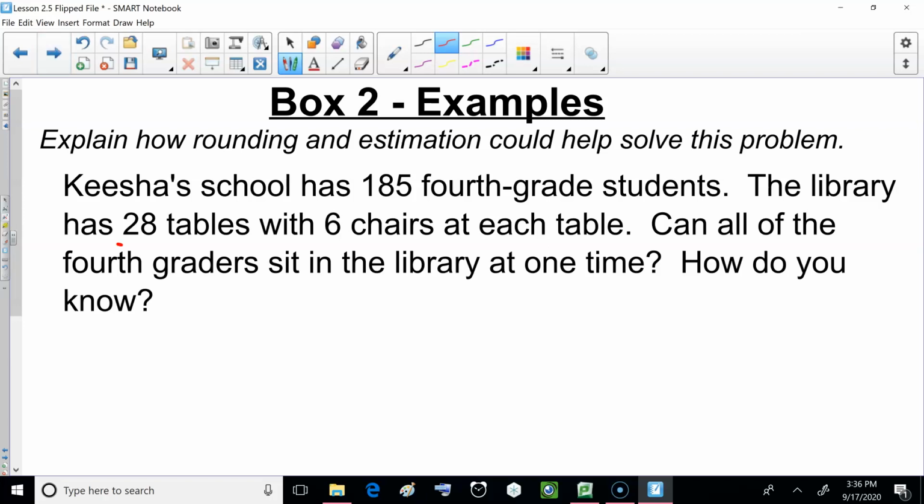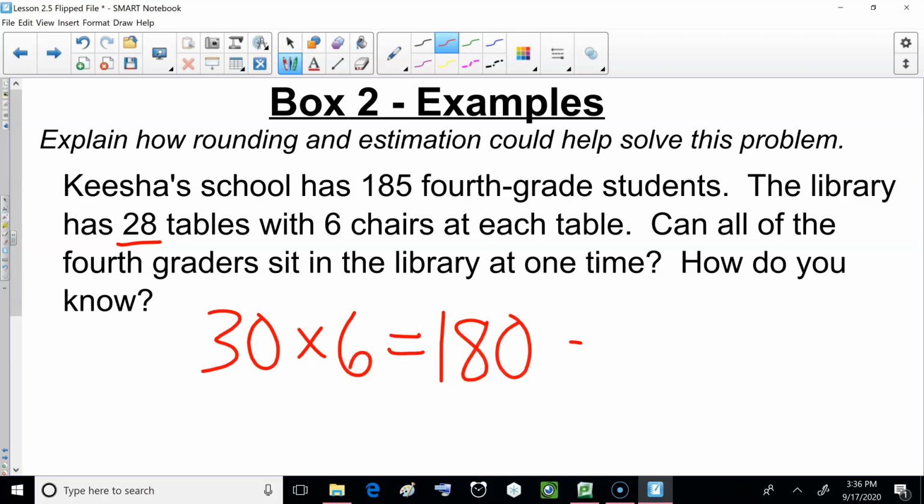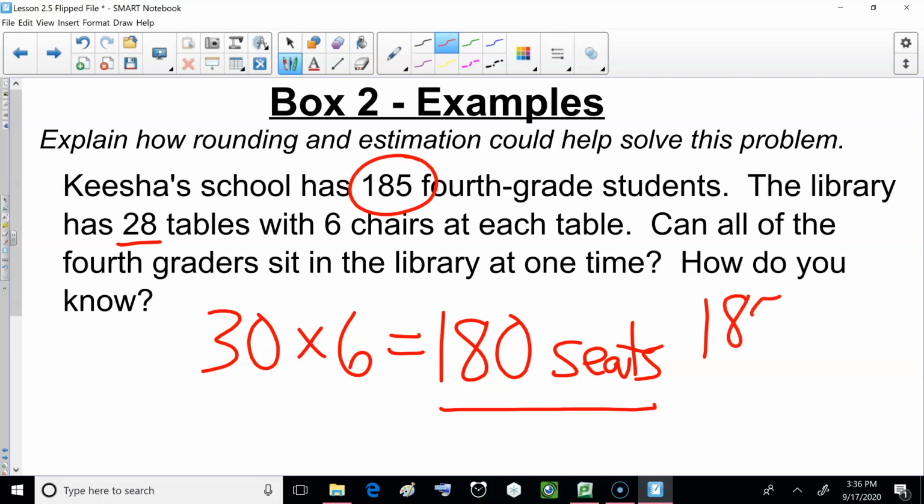Well, we know that 28 tables is really close to 30 tables. So if we take 30 times 6, that would give us 180 seats. Now we rounded this number up, so we know we really don't have this many seats. This is more seats than we actually have. So if we have 185 4th graders, and we have approximately 180 seats, we know that 185 is greater than 180. So will all of the 4th graders fit in the library at one time? The answer would be no.